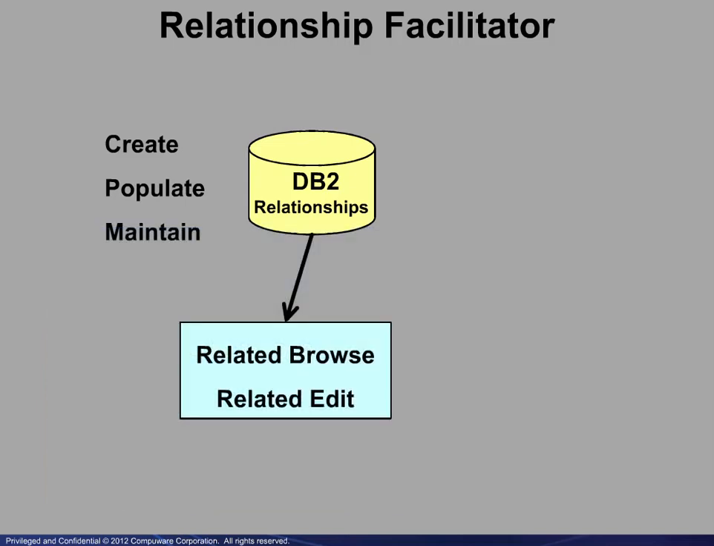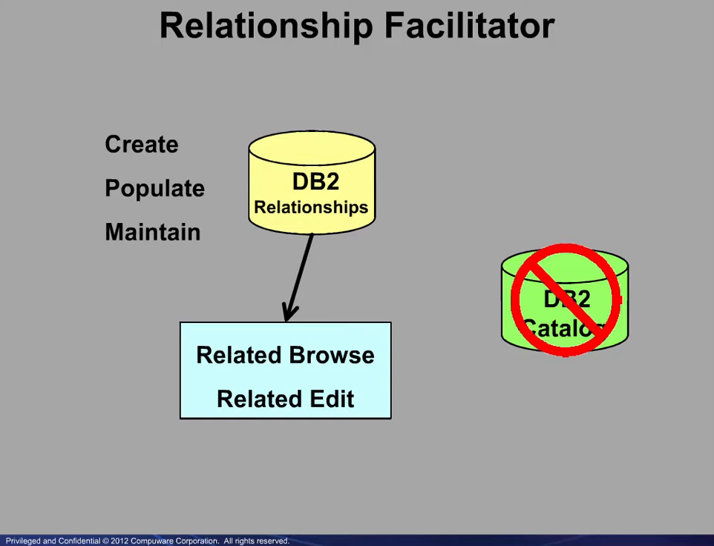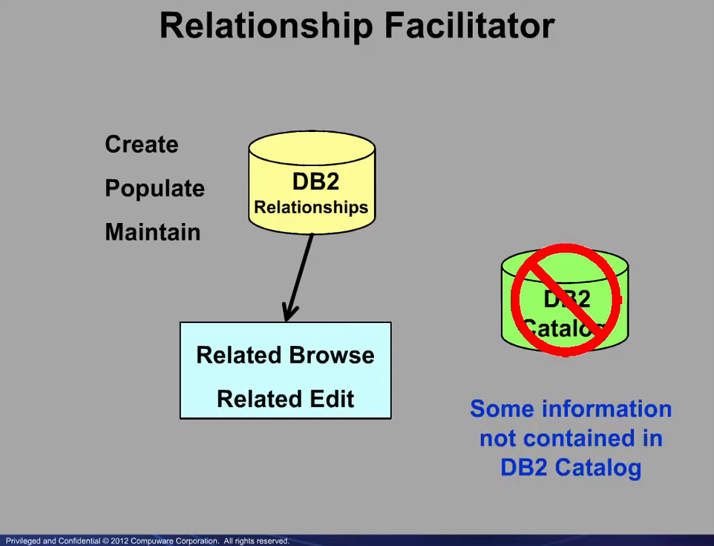The relationship file also allows the related browse and edit commands to function without having to access the Db2 catalog, and it may provide some information not contained in the Db2 catalog. We will look at all of these circumstances in detail. We begin with a discussion on table information.